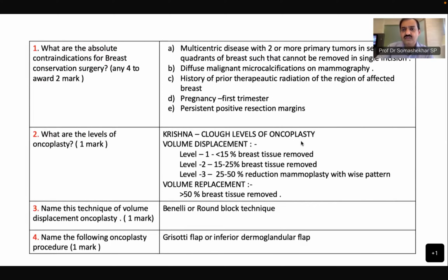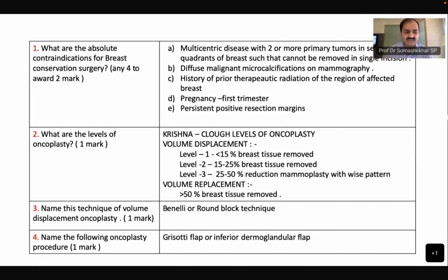Multicentric disease with two or more primary lesions in separate quadrants of the breast such that you cannot remove them in a single incision with a good cosmetic outcome. Multifocal is not a contraindication. Remember this. Diffuse malignant microcalcification all over the breast seen on mammogram is an absolute contraindication. History of prior therapeutic radiation: the patient had a lymphoma or had lung cancer, so therapeutic radiation to that region was given. You can no longer give radiation.